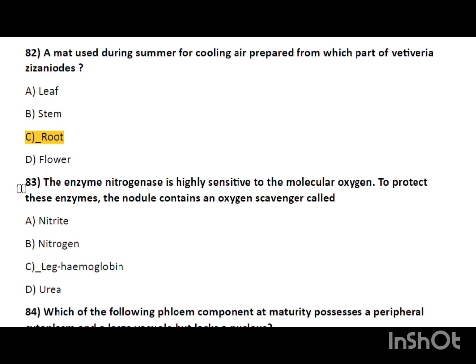Then question number 83. The enzyme nitrogenase is highly sensitive to molecular oxygen. To protect this enzyme, the nodule contains an oxygen scavenger called option A, nitrite, option B, nitrogen, option C, leghemoglobin, option D, urea. The correct answer is option C, leghemoglobin.